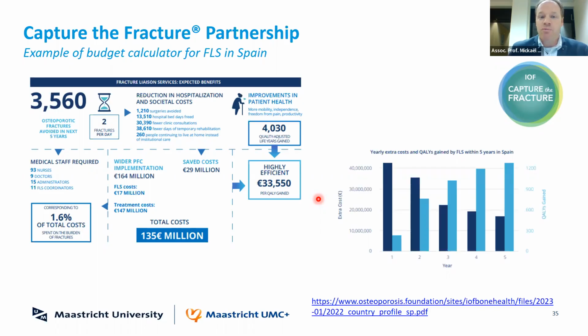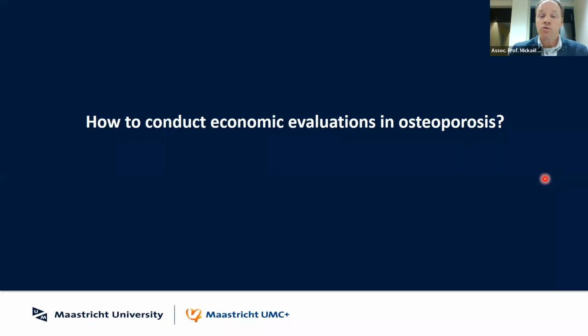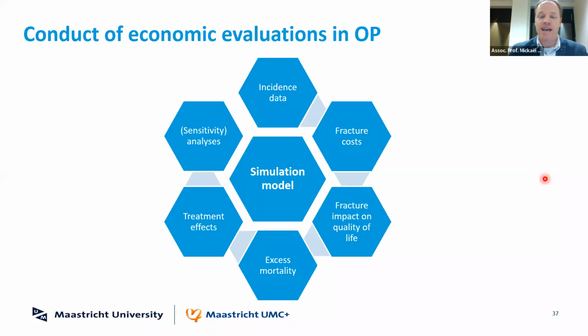And this Capture the Fracture partnership with this policy report also provides information on the yearly cost we could get from the budget impact and the quality gain per year. How to conduct an economic evaluation? This, as previously mentioned, we need a simulation model that will include a lot of data: incidence data regarding the number of fractures, and especially in a specific population, fracture cost, also fracture impact on the quality of life, excess mortality, treatment effect, and we conduct the analysis and sensitivity analysis.